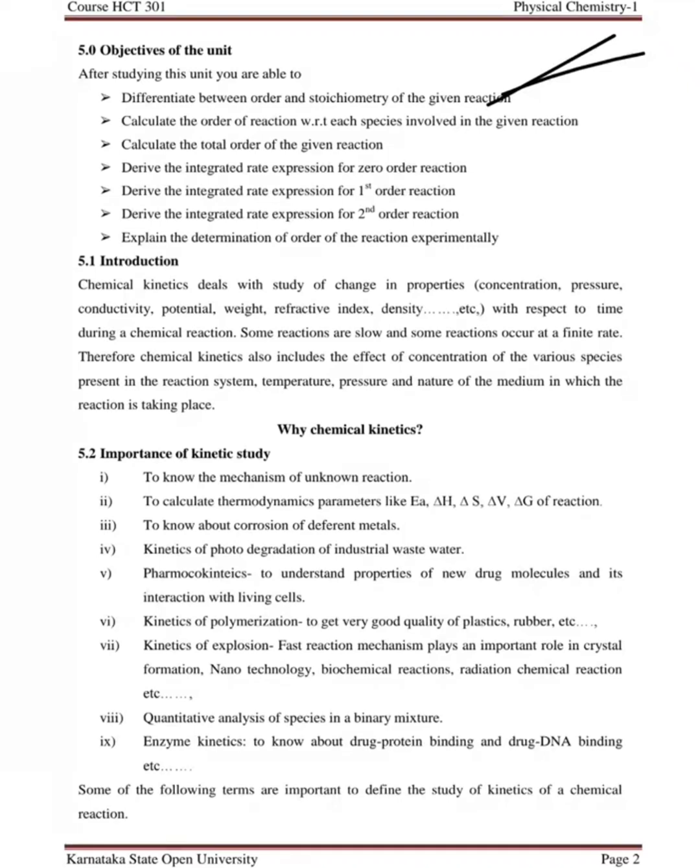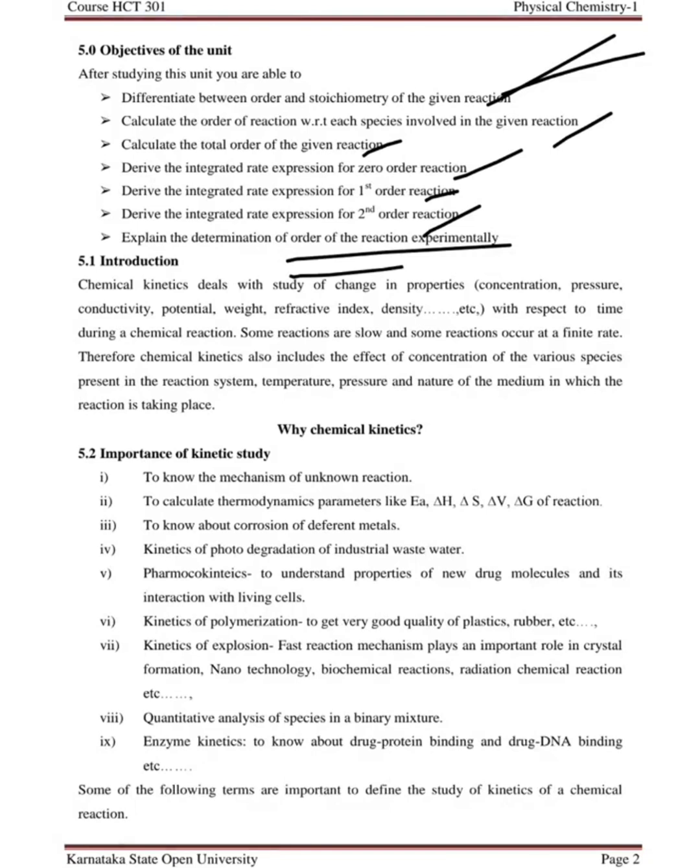So we are going to calculate the order of reaction with respect to species involved in the given reaction, and we are going to calculate the total order of the given reaction, and we are going to find the expression for zero order, first order and second order reaction, and we are going to determine the order of the reaction experimentally. These are the main objectives of this unit.